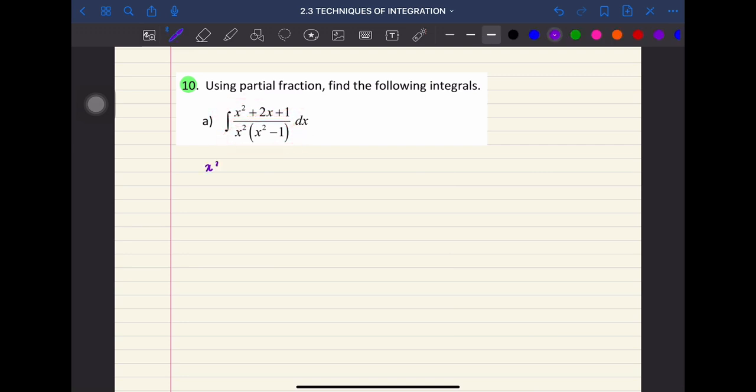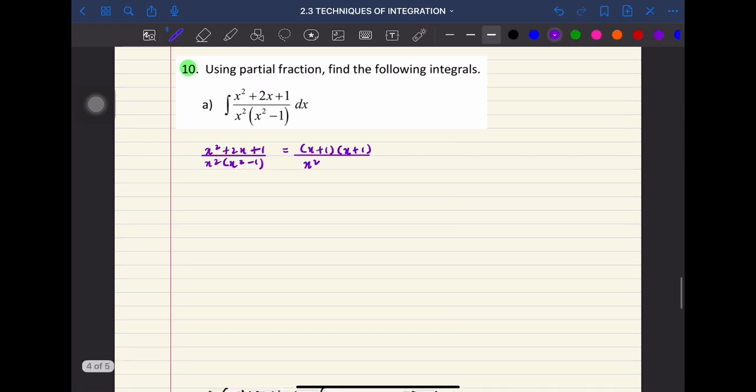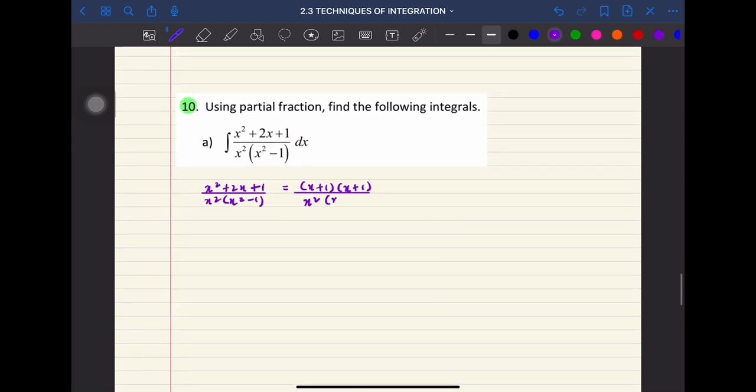So for this case, notice that for the numerator, you can factorize it to become x plus 1, and then the x squared is still x squared. But for this, you can factorize it to become x plus 1, x minus 1.